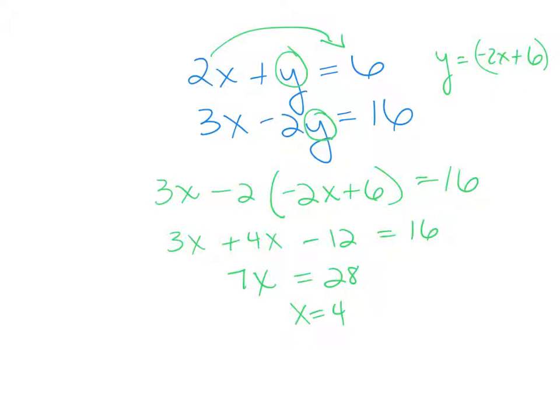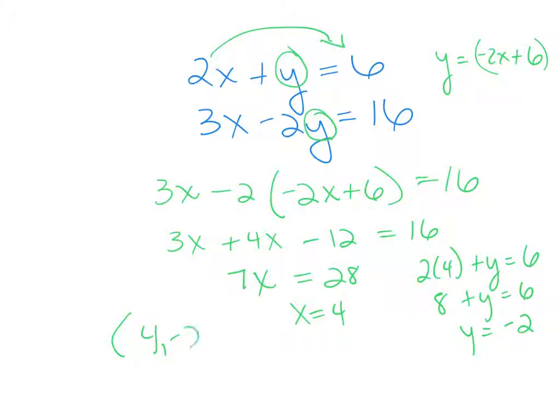Now how do I find the y? You plug it in. So now we have 2 times 4 plus y equals 6. 8 plus y equals 6, and y equals -2. So my answer is 4, -2.